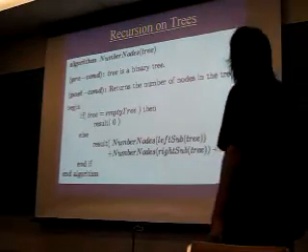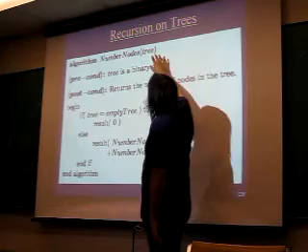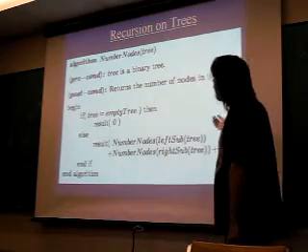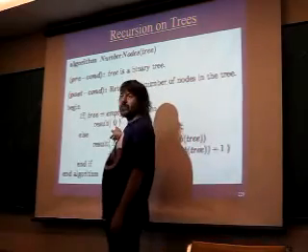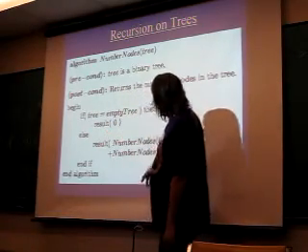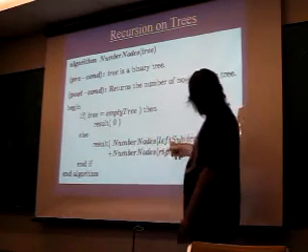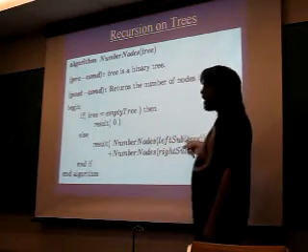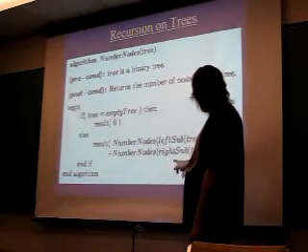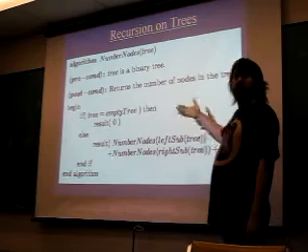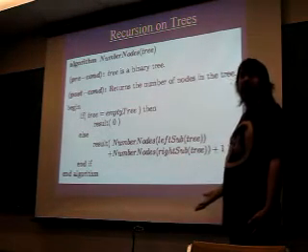So here's the code. I'm given a tree. The precondition is I have a binary tree. It returns the number of nodes. If the tree is empty, then the result is 0. Otherwise, I ask my left friend for the left subtree: how many nodes are in the left subtree, how many nodes are in the right subtree, and I add 1, and that's my answer. Right, everybody see how easy this program is?